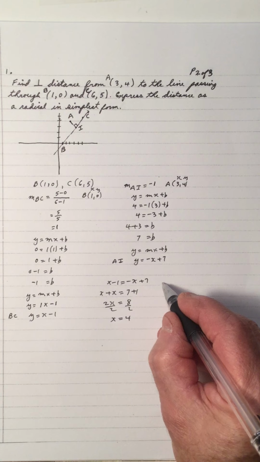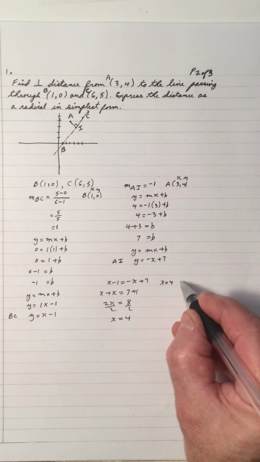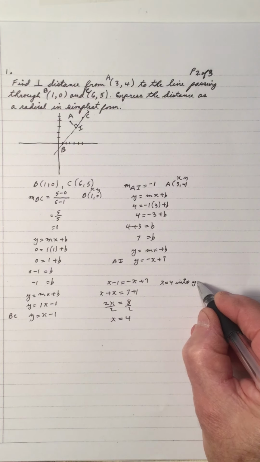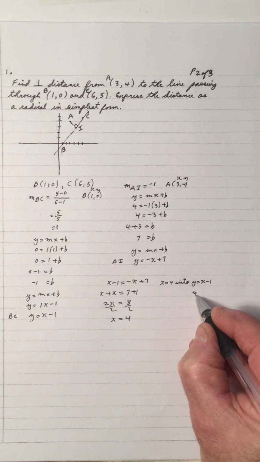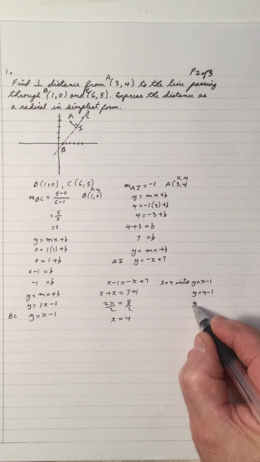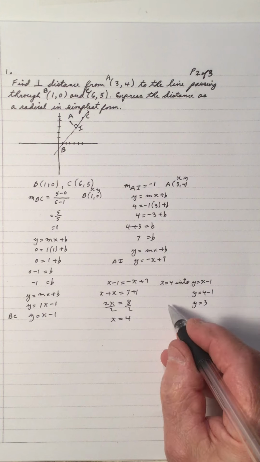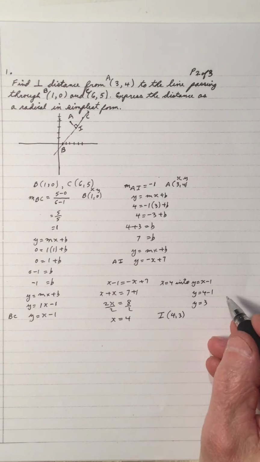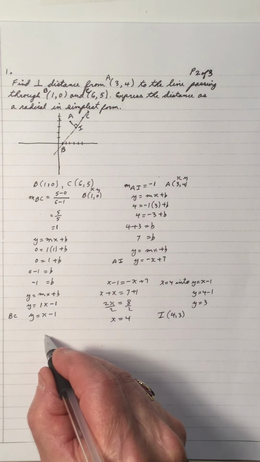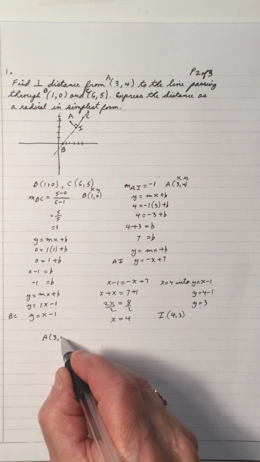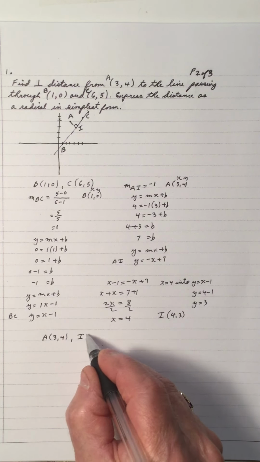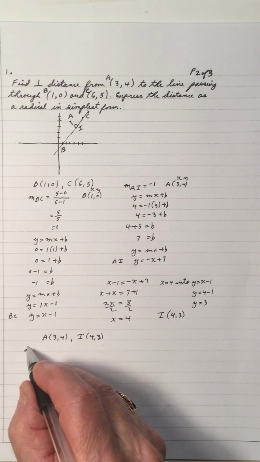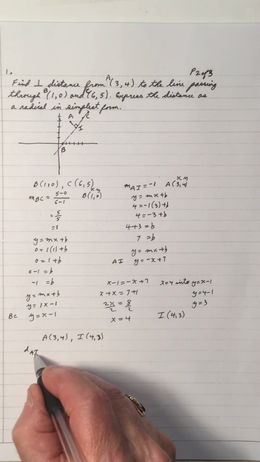And if x is 4, we put x equals 4 into either equation. y equals x minus 1, y equals 4 minus 1, y equals 3. So I is the point (4, 3). So if A is (3, 4) and I is (4, 3), we can use the distance formula to find the length of AI, the distance.